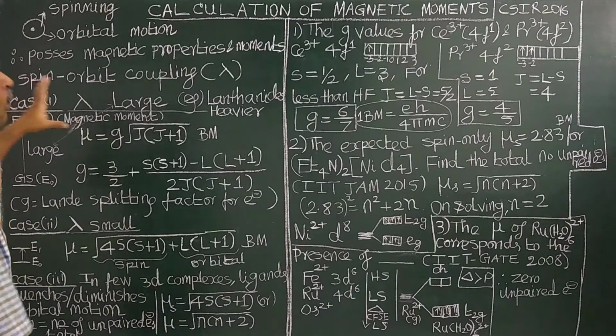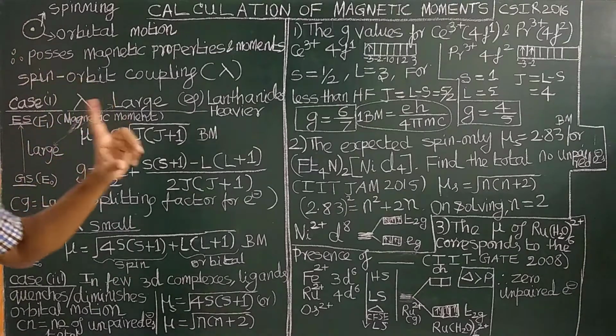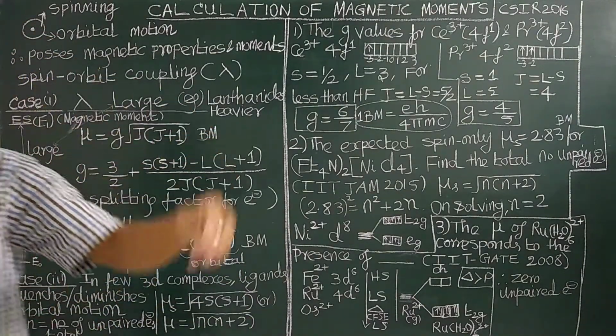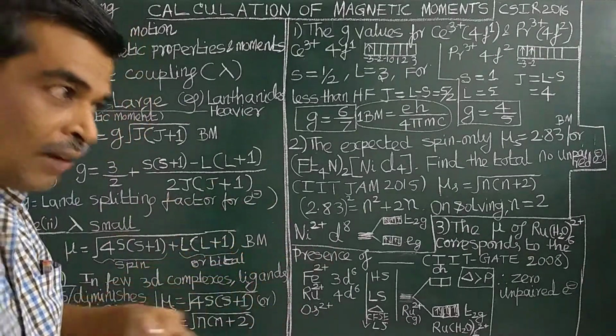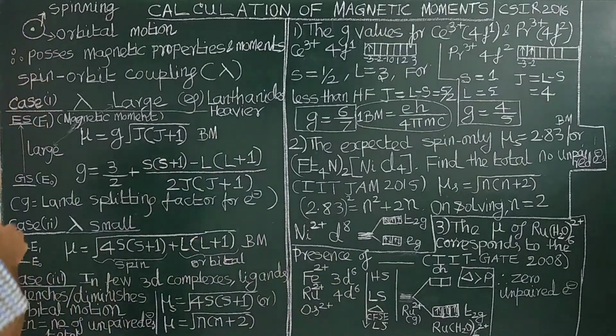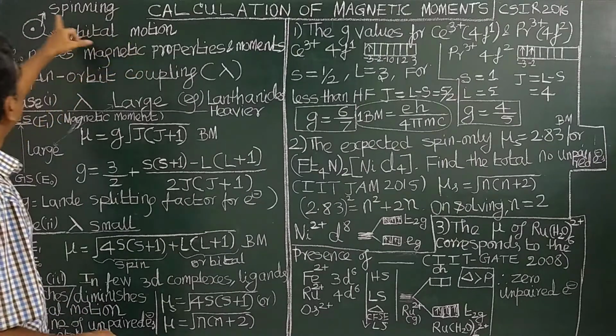How the magnetic moment is first calculated, we will see the theoretical basis. For example, when an electron revolves around the nucleus, remember, there are two types of motion: orbital motion, and it also spins about its own axis. Like when you throw a ball, it travels linearly, and the ball also spins. Similarly, there are two types of motion: orbital motion and spinning motion.